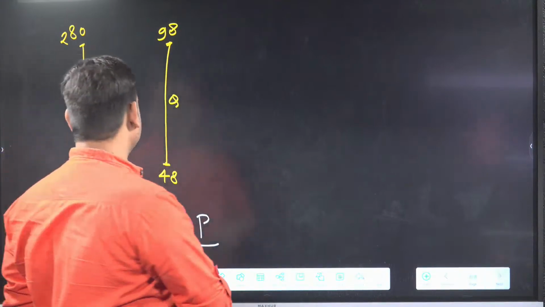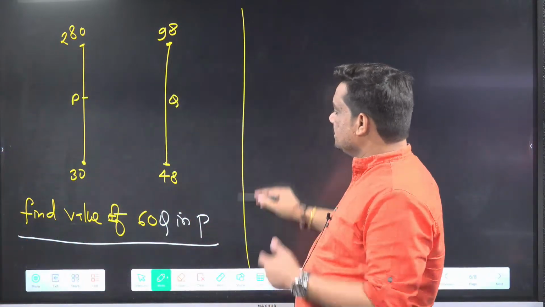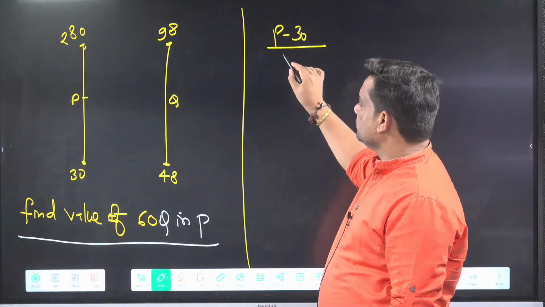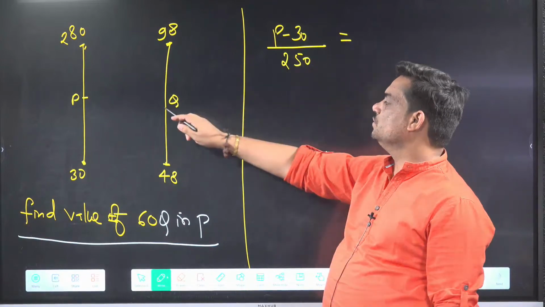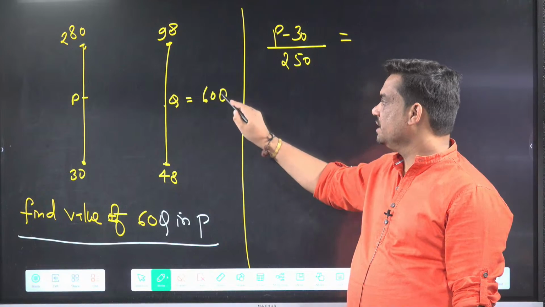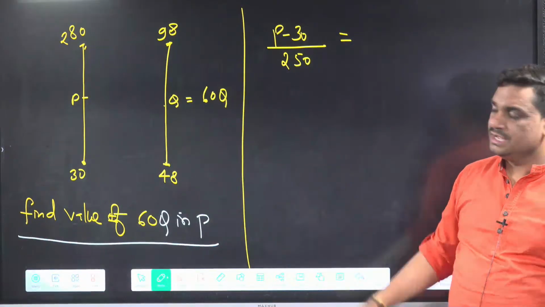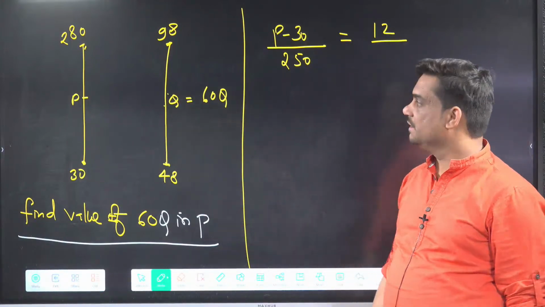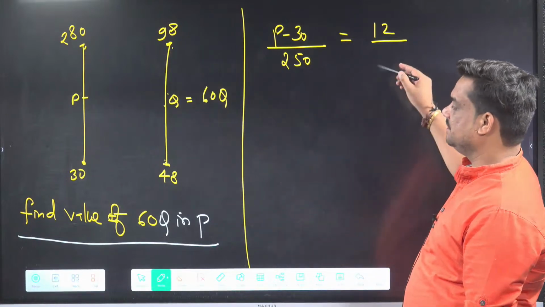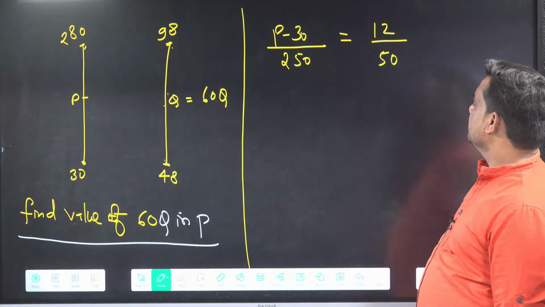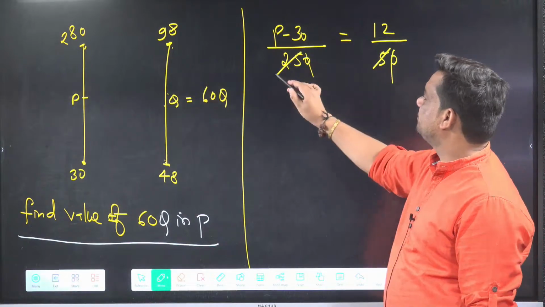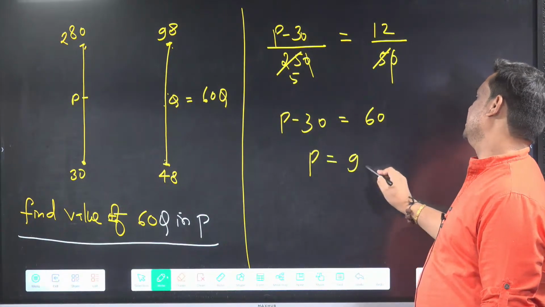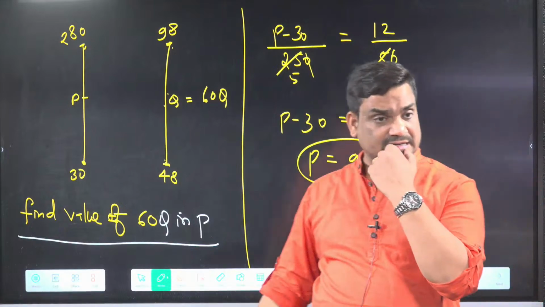Okay, 90 only. Now let's solve this one. P minus 30 divided by 280 minus 30, so 280 minus 30 is 250, equal to the Q value, which is 60 minus 48, that is 12, and here we get 98 minus 48, which is 50. So this 0 cancels, this will be 5, so P minus 30 equals 60, which means P equals 90. I hope all got the same correct answer.